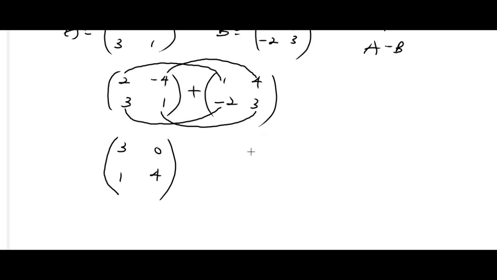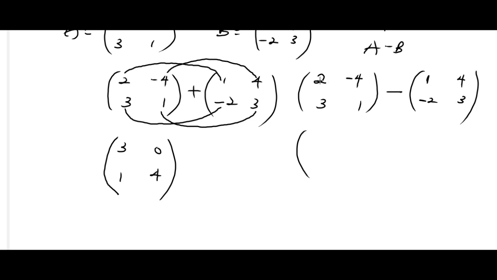What if we decide to subtract them from each other? We have 2, -4, 3, 1, minus 1, 4, -2, 3. So that will be 2 minus 1, that is 1. -4 minus 4, that is -8. 3 minus -2, that's 3 plus 2, that is 5. Then 1 minus 3, that is -2. So this is how to go about the addition and the subtraction.